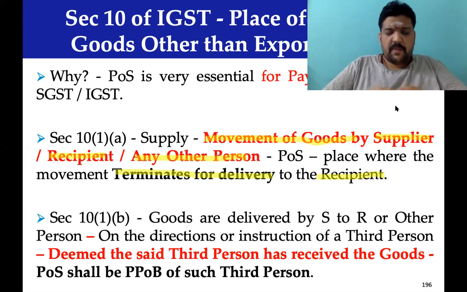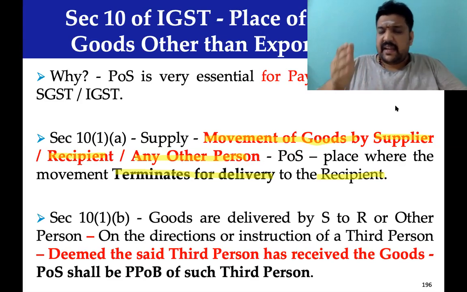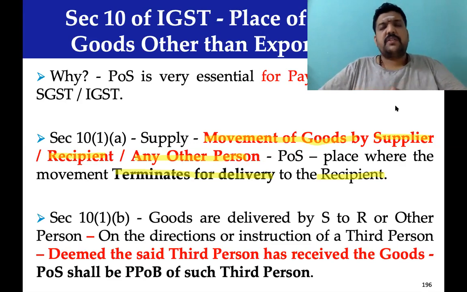So, place of supply, Deepak, check your answer. Kritika Prakash, again, check your answer. The place of supply will be the place where the movement terminates. The movement of goods terminates in Bangalore, Karnataka. Place of supply will be Karnataka.